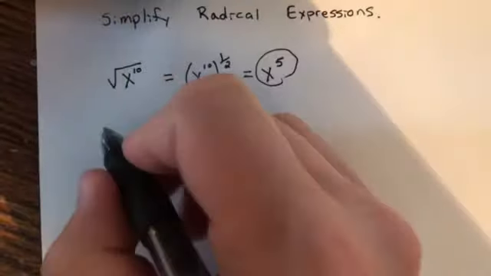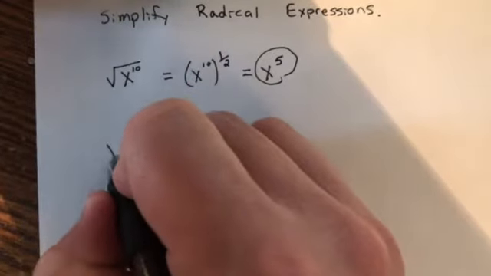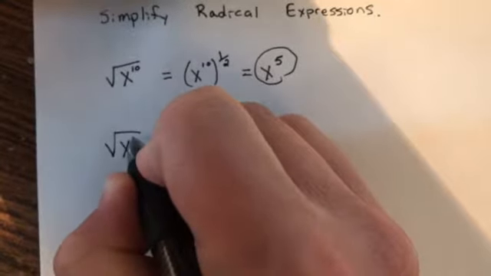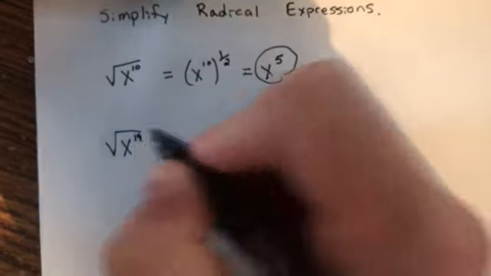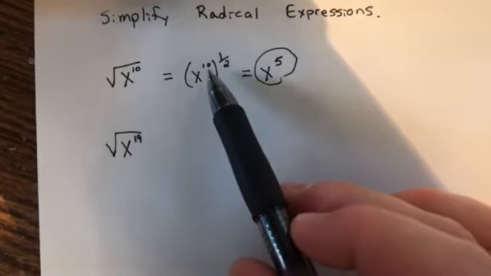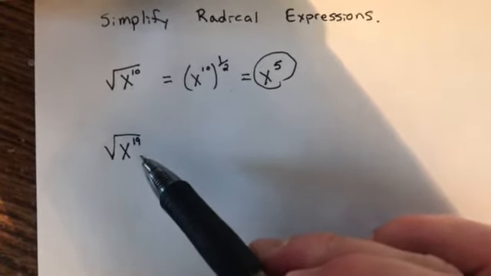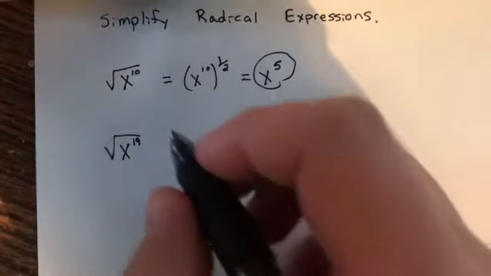Okay. Gets just a little bit more difficult when you run into something like the square root of x to the 19th. Up here we just divided by 2. This one you've got to break apart into two different radicals multiplied by each other.